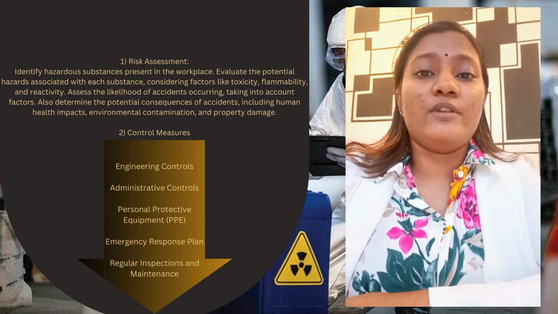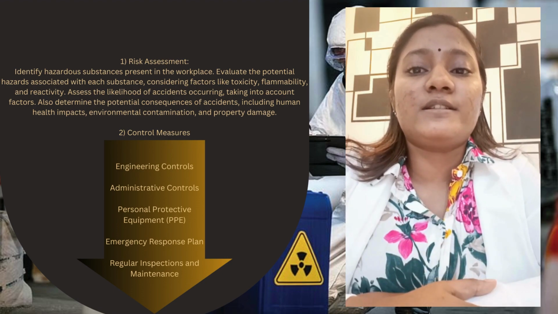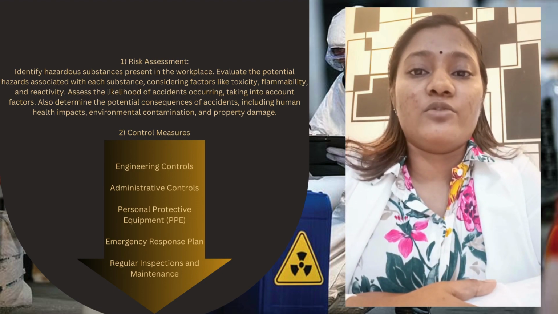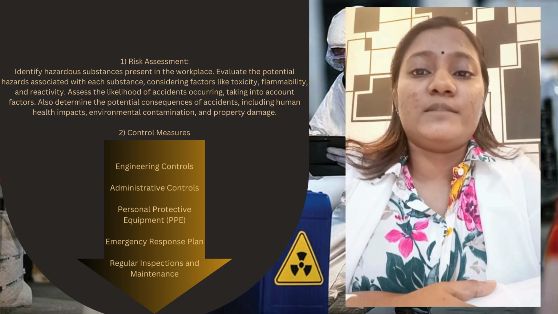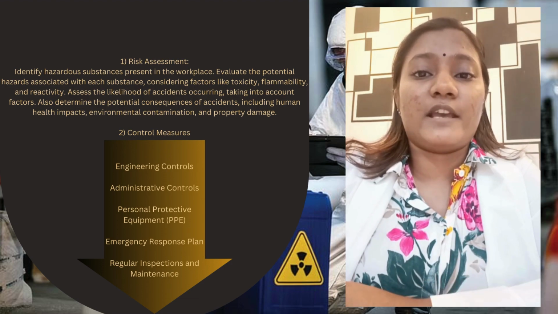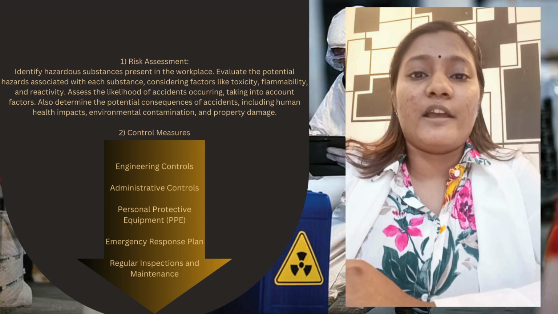Last but not least, regular inspection and maintenance, which will conduct routine inspections of equipment, storage facilities, and safety systems to identify and address potential hazards or defects, with regular maintenance and testing of equipment to ensure it operates effectively in preventing accidents. By following these measures in accordance with acts and regulations, the management can minimize the risk of chemical accidents and ensure the safety of employees, the community, and the environment.